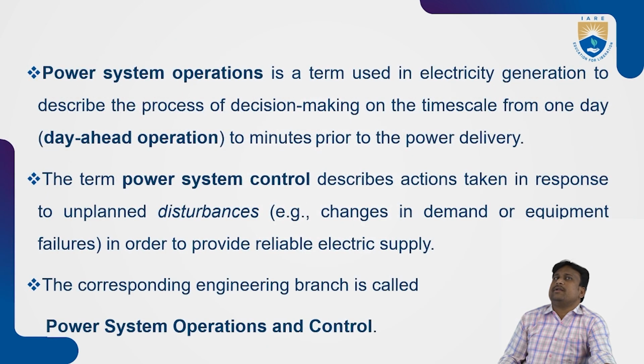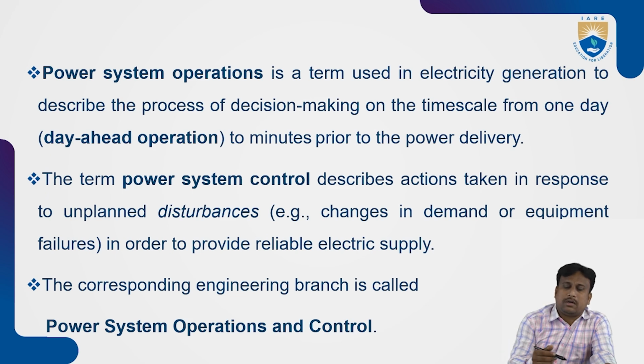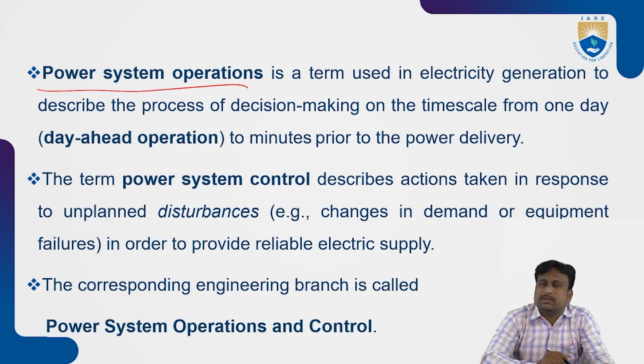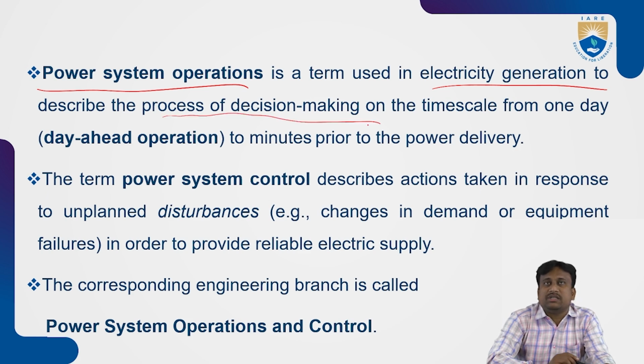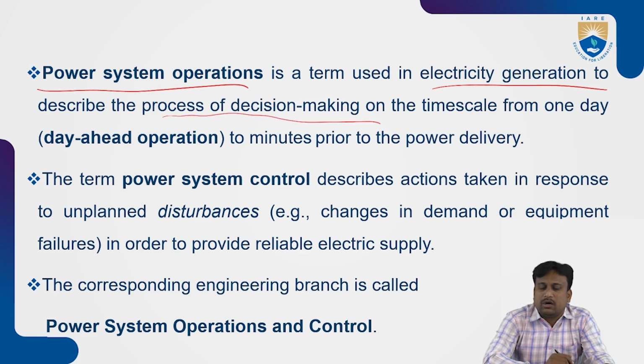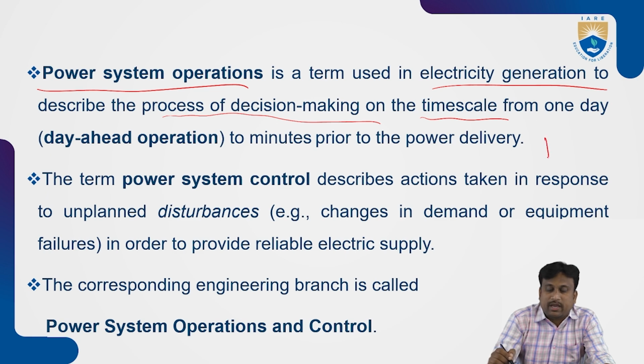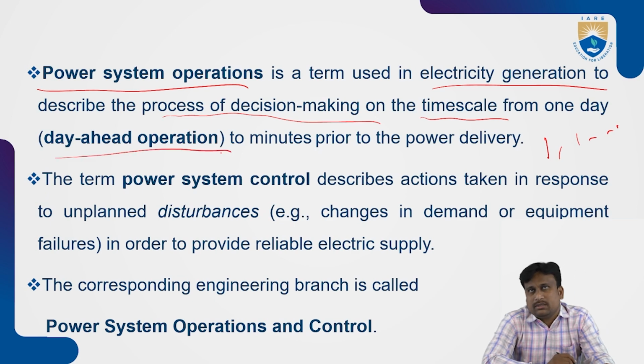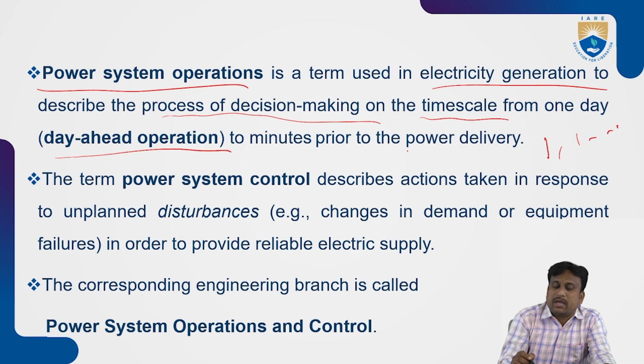Here we will define what power system operations and control are. Power system operations is basically a term used in electricity generation which describes the process of decision making. Here we decide based on the time scale factor. This may be for 1 day or 1 minute, whatever the time factor may be. Day ahead operation takes place here, which is prior to the power delivery.